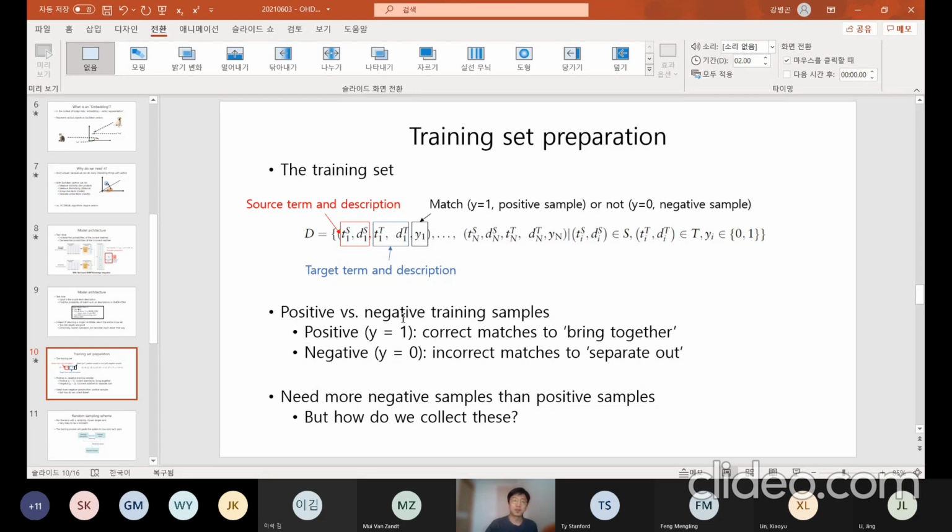So obviously, the positive samples, where these two are a correct match, indicate that these two samples should be brought together, whereas a negative sample should act as a repulsive operation where mismatches should be separated out. And as we'll get to see in the actual experiment results, we learned that we need a lot more negative samples than positive samples, and we'll talk more about that after the result presentation.